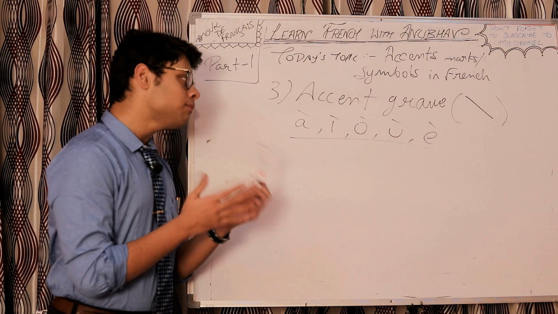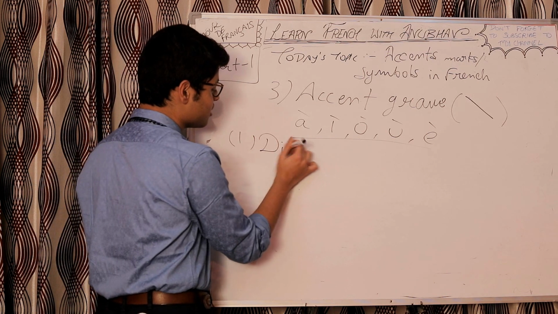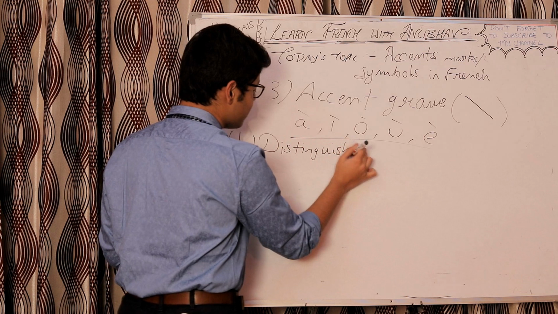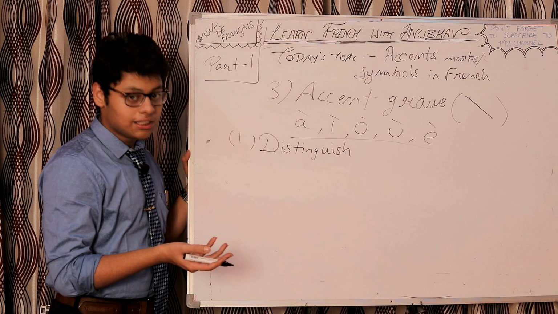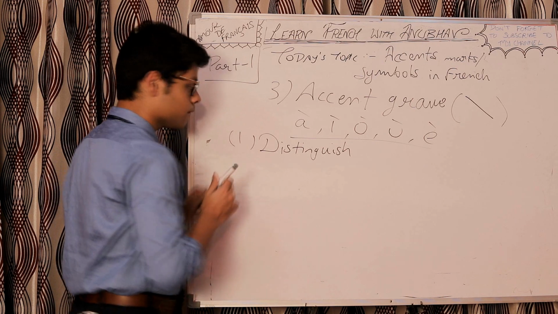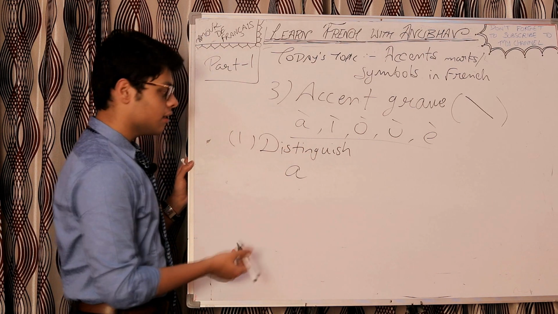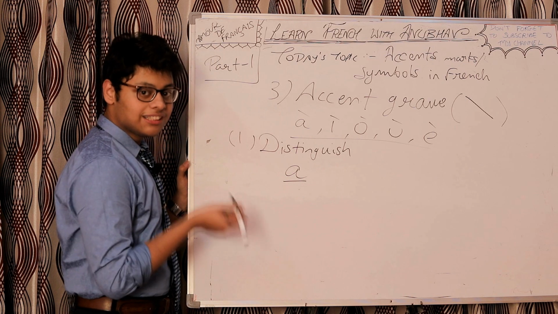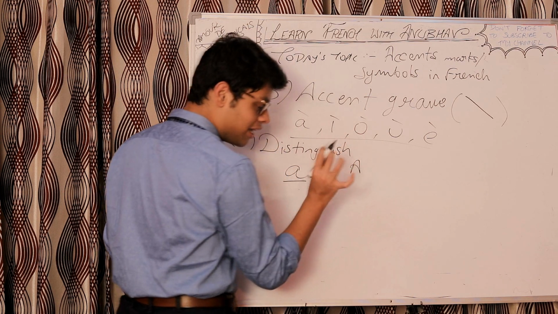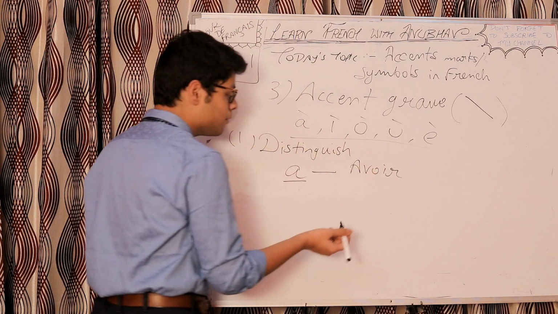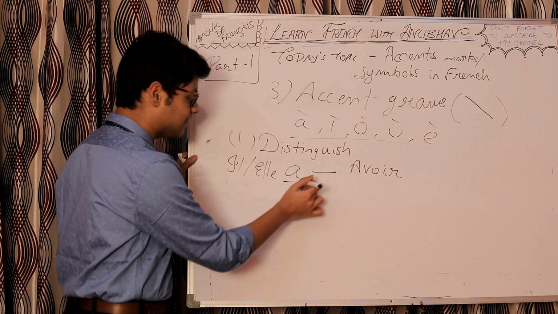Now coming towards the purpose of putting accent grave. First purpose is to distinguish between two words having the same spelling and the same pronunciation. Let's take an example. Say I have written A right here. This A, in French it will be A. So A is the conjugation of avoir with third person singular, like il or elle, he has or she has.